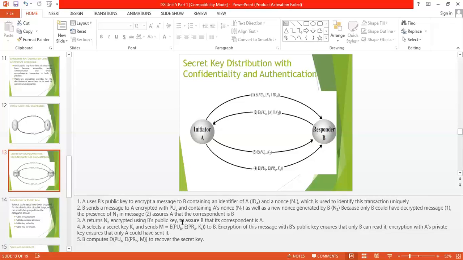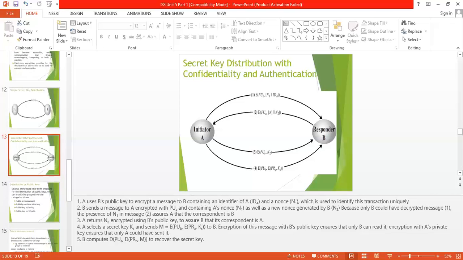And then A selects a secret key K of S and sends M equals public key of B with private key of A and session key K of S to B. Encryption of this message with B's public key ensures that only B can read it. Encryption with A's private key ensures that only A could have sent it. So now B computes with the public key of A and the private key of B to recover the secret key. This is the secret key distribution with confidentiality and authentication.